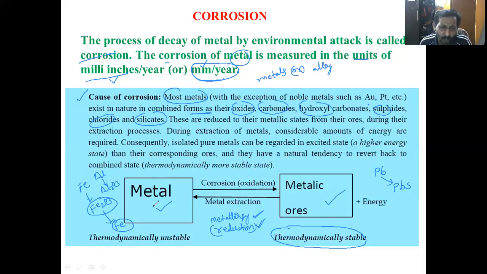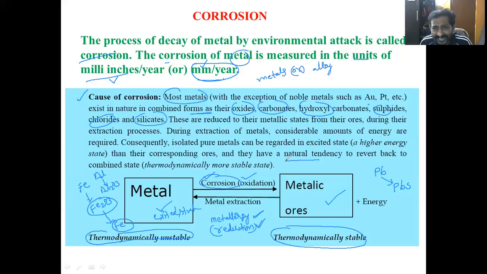The metals isolated from the ores are thermodynamically unstable, because they are in a higher energy or excited state. That is why they are thermodynamically unstable. So these unstable metals go back to their original position. That process is called oxidation or corrosion. For the sake of stability, these isolated metals once again go back to the original state of the ores. That process is called oxidation, or another name is corrosion.